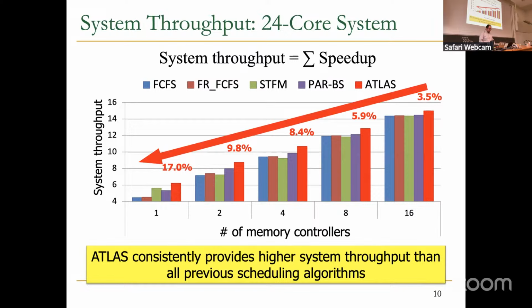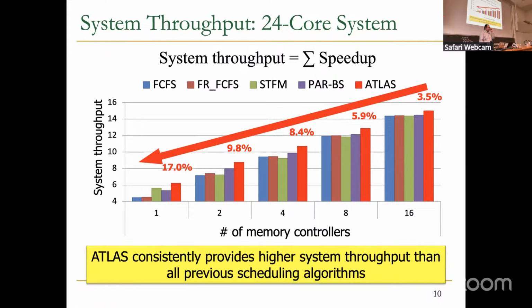And in this plot, you can also see that we vary the number of memory controllers. When you have only one memory controller, meaning that in this specific system you have 24 cores, having only one memory controller, you're essentially starving the memory bandwidth. So it's not a sensible design, but it's good to see how the results look when we actually starve the memory controller. As we reduce the number of memory controllers, Atlas provides higher improvement compared to prior work.